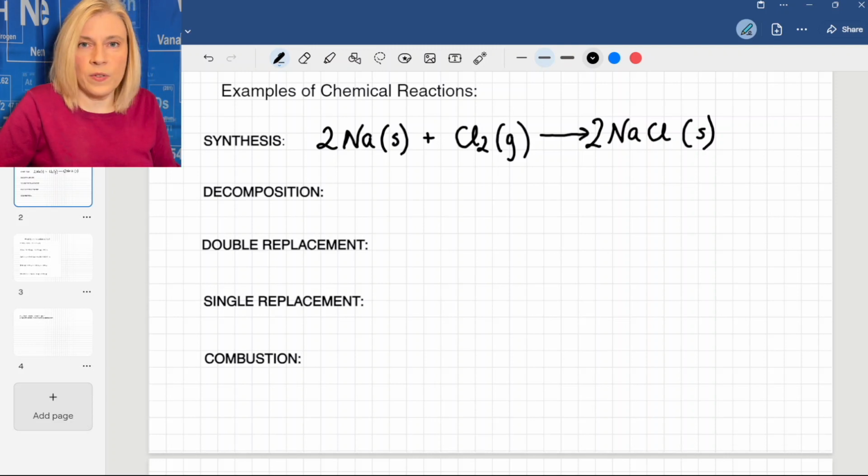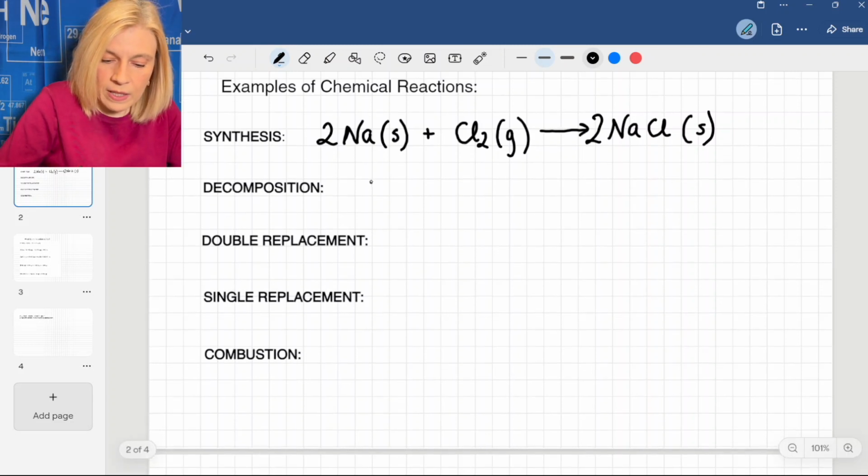Decomposition. What would be a perfect example of a decomposition reaction? Well, one of them would be, let's take water.